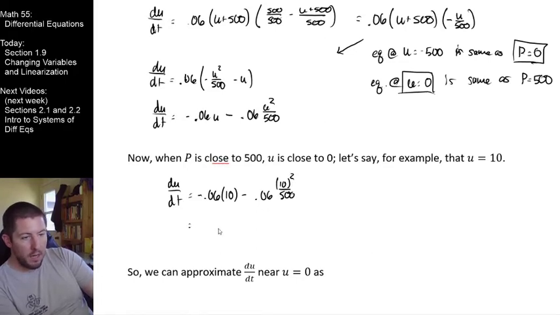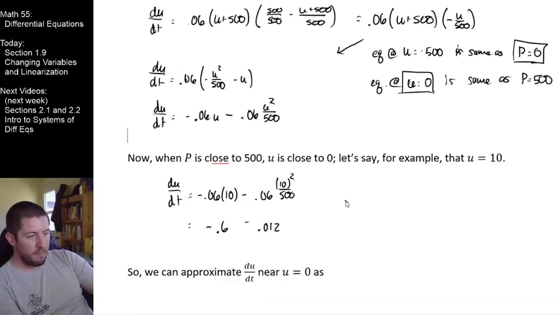And the thing that I'm seeing here is I'm getting a negative 0.6 from this term. But what am I getting over here? Well, this should be 100 over 500, so 1/5 of 0.06. So that's going to be 0.012. And what I'm noticing here is that the contribution from the linear term is 50 times as large as the contribution from the quadratic term.